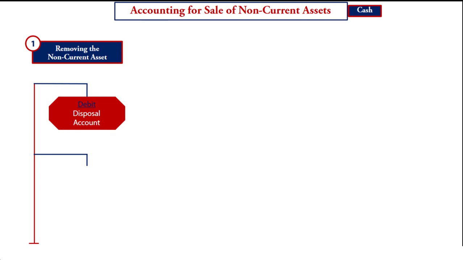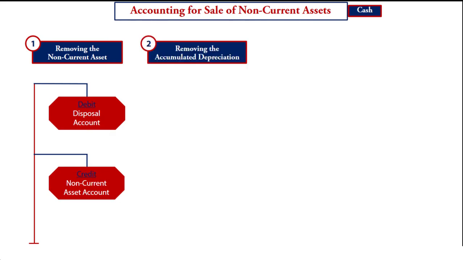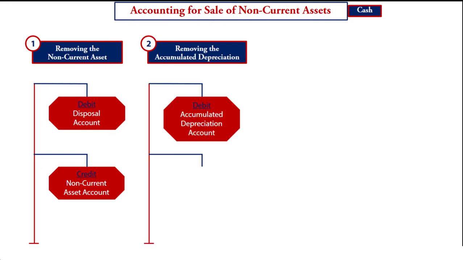The first step is to remove the non-current asset from the account. We do that by opening a disposal account and debiting it with the original cost of the asset. Then we come to the non-current asset in the balance sheet and credit it with the original cost. The second step is to remove the accumulated depreciation from the financial statement. We do that by debiting the accumulated depreciation account up to that period. Then we credit the disposal account already open with the same amount.